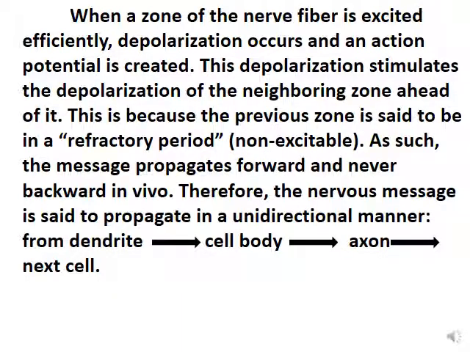You also have to know that the message propagates in a unidirectional manner from the dendrite or the cell body to the axon, and then to the next cell: dendrite, cell body, axon.